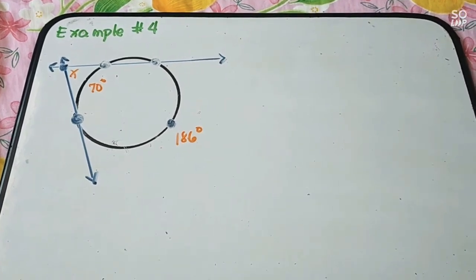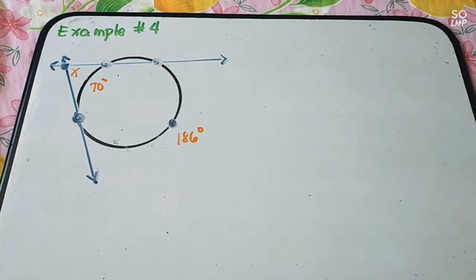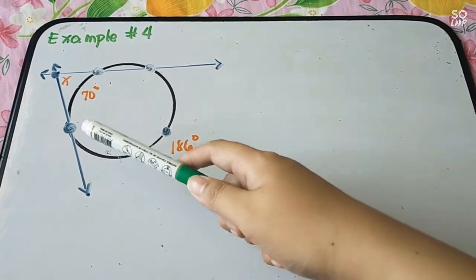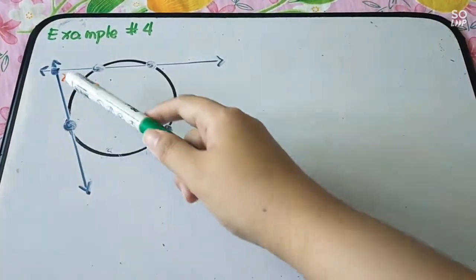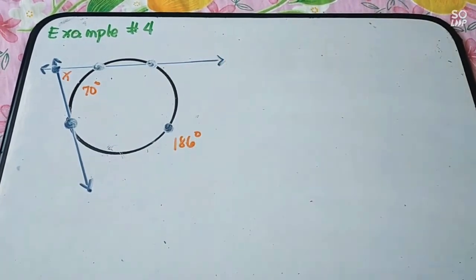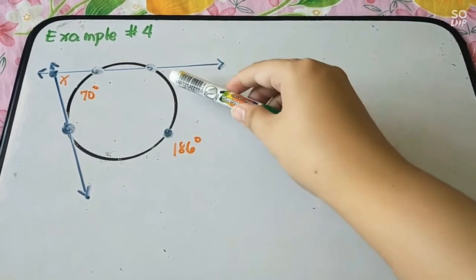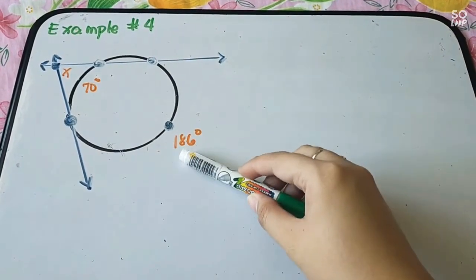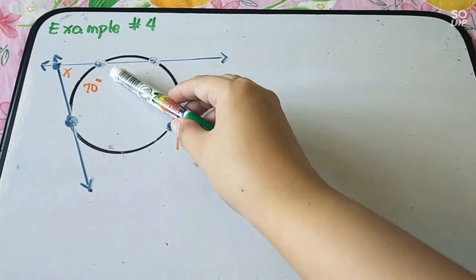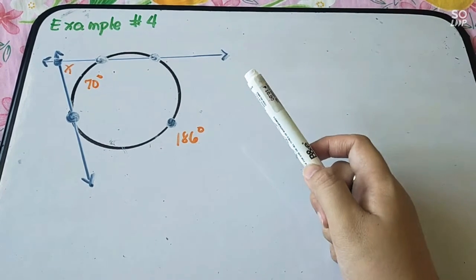Example number 4. What if ganito lang yung given? Walang any letters. So, analyze mo na lang. So, we have here a tangent line and a secant line. Since tangent and secant line, this is theorem number 2. We have here a bigger intercepted arc which is 186 degrees, and then we have here a smaller intercepted arc which is 70 degrees.